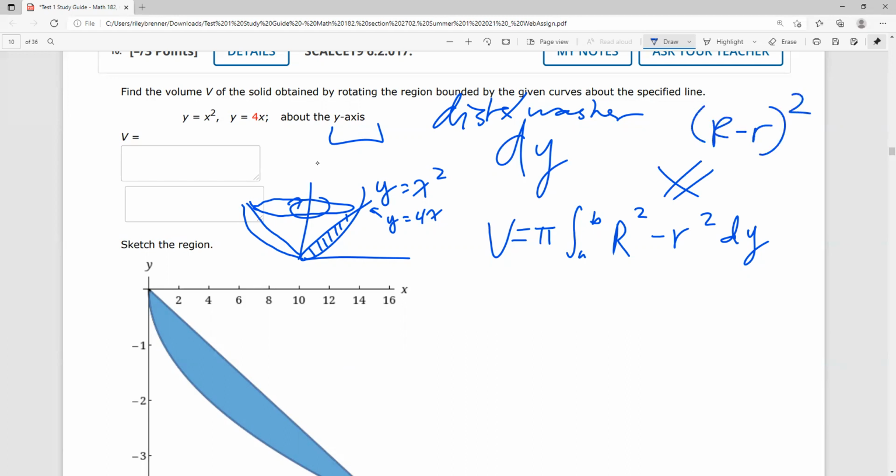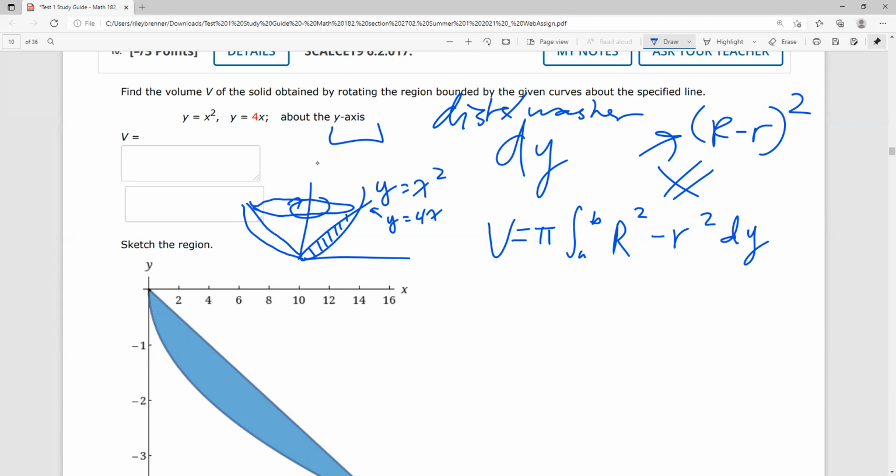You will get a wrong answer if you do this method. This is wrong. It is not the difference of our big R minus smaller, or outer minus inner, that difference squared. That'll give you the wrong answer. So make sure you square each radius and then subtract, not the other way around. You will get the wrong answer if you do this. These are not the same.